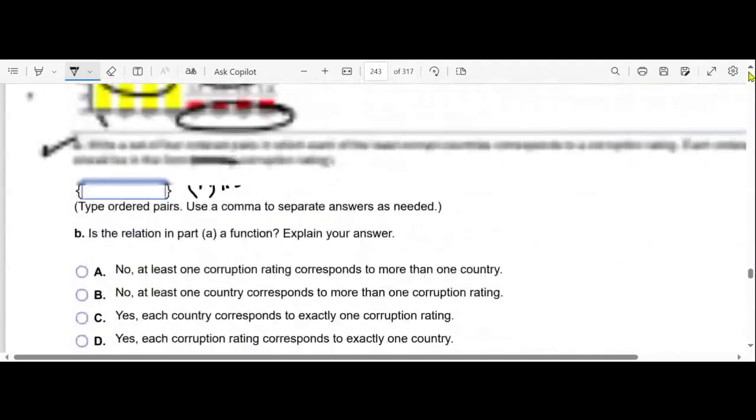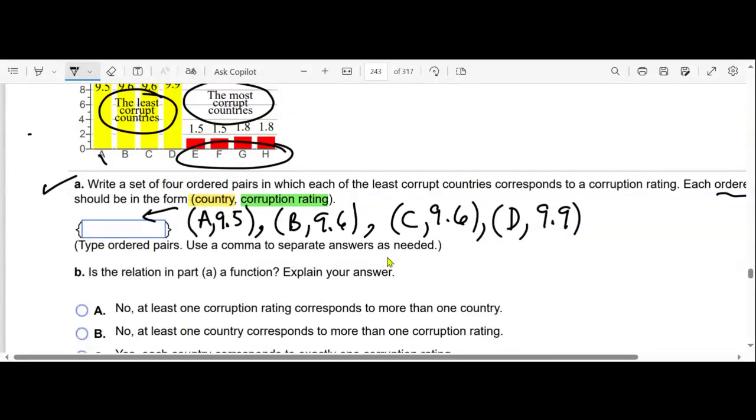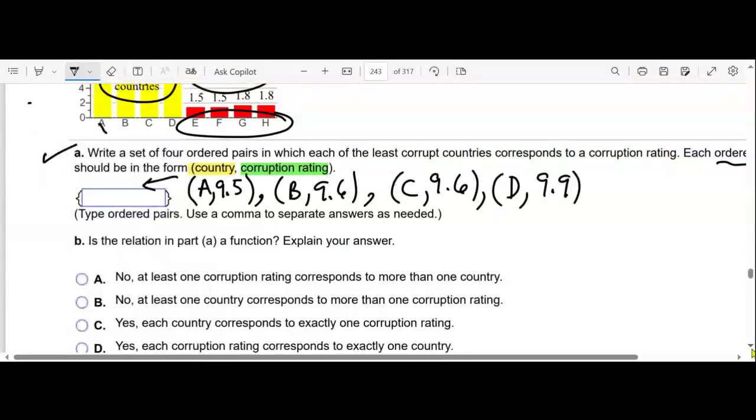Right. The second country is B, 9.6. Third country, C, 9.6. The last country, D, 9.9. Okay, and you put this in the table. Can you please continue?